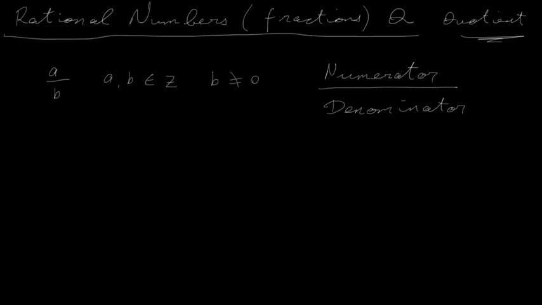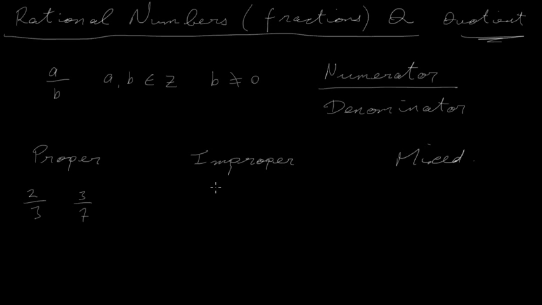So, okay, now we're going to look at three different types of fractions: proper fractions, improper fractions, and mixed fractions. A proper fraction is any fraction where the numerator is smaller than the denominator. So for example, 2 over 3 or 3 over 7. This number is smaller than this number. The top is smaller than the bottom.